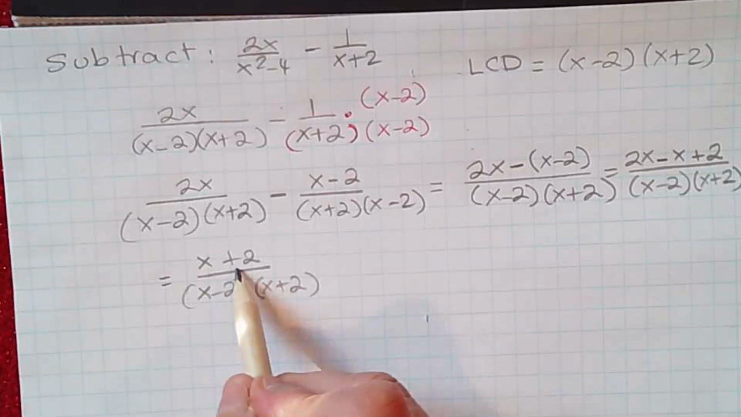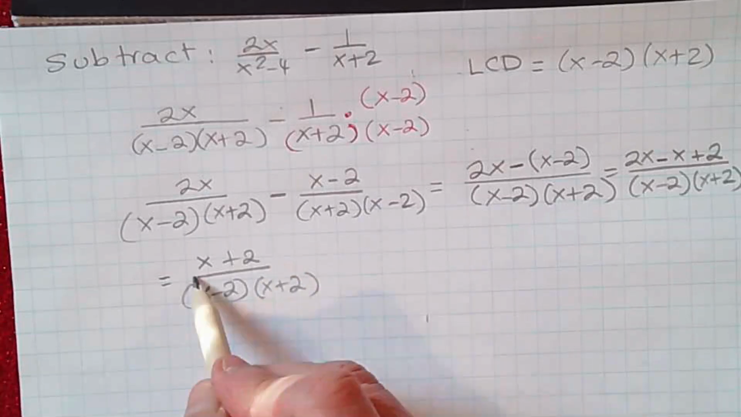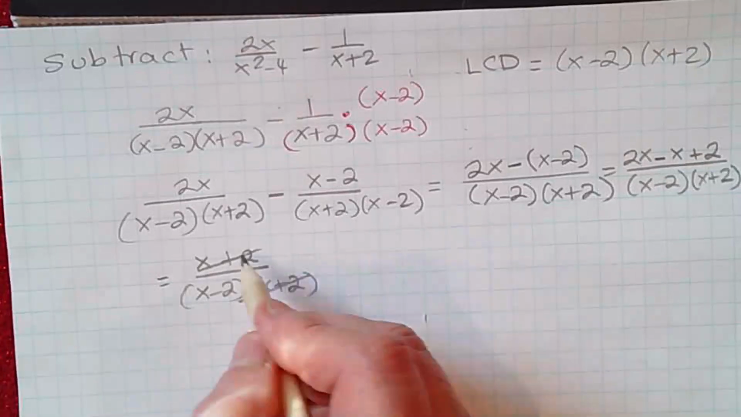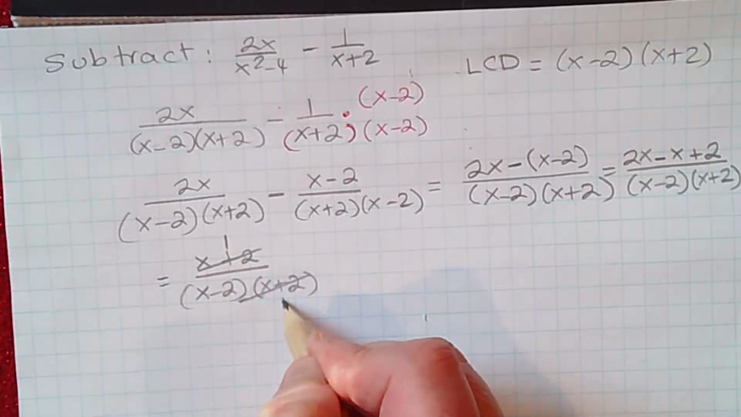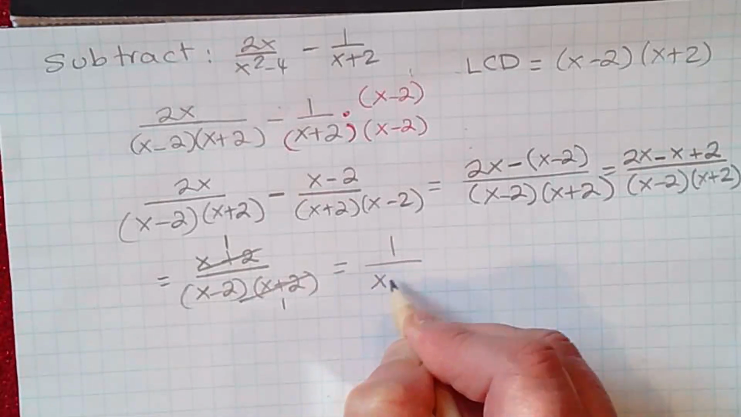Notice that the numerator is the same as x plus 2 in the denominator, so you can simplify it. So x plus 2 and x plus 2 cancel, leaving a 1 in the numerator and a 1 in the denominator. So what do you get at the end? It's 1 over x minus 2.